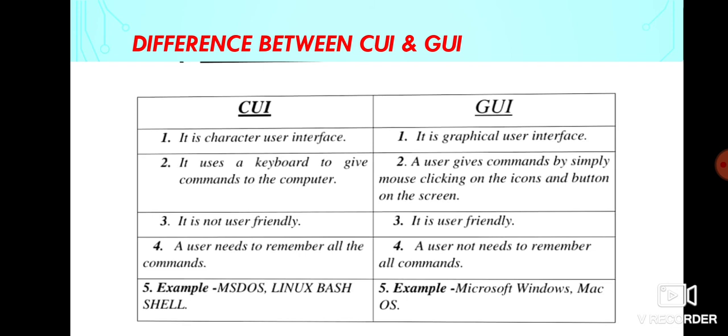For difference, in CUI a user needs to remember all the commands. This is a tough task. In GUI, a user does not need to remember all commands. Commands are replaced with icons and buttons. So the examples of CUI are MS-DOS, Linux, Bash shell. And GUI examples are Microsoft Windows, Mac OS, etc.